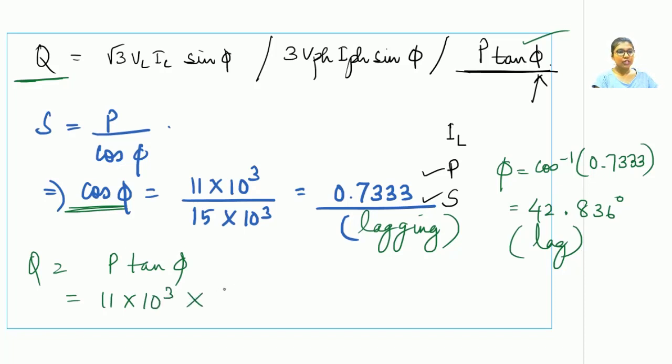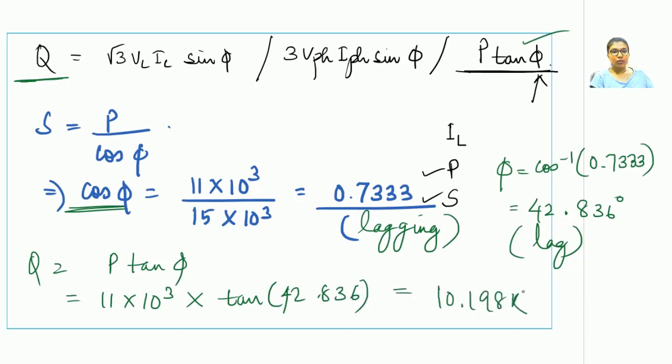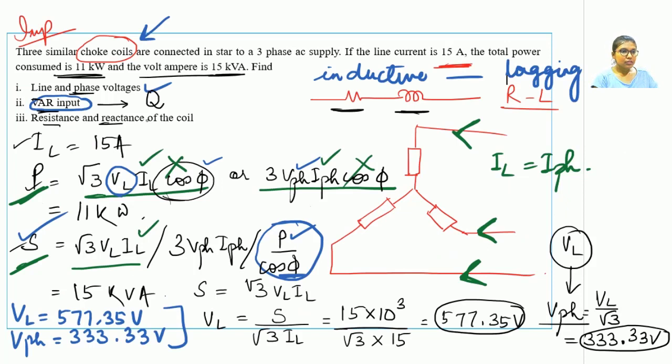tan of 42.836. That comes out to be 10.198 kilovar. So this is the var input asked to us. So the second bit is also solved. The third bit is asking us to figure out the resistance and reactance value. The approach will be same that we had done for the previous question.